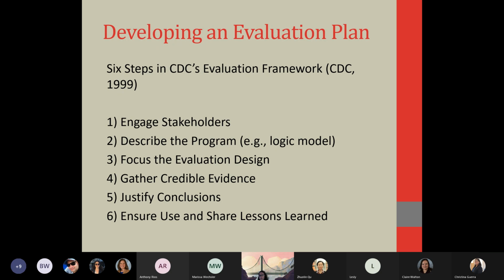Number 5 is to justify conclusions. This is where you would interpret your findings, make recommendations and whatnot. And number 6 is ensure use and share lessons learned. So you really want to share what worked, what didn't work, and maybe even in hindsight, what could have been done better to make it work. What do you think could have been done better to improve outcomes?